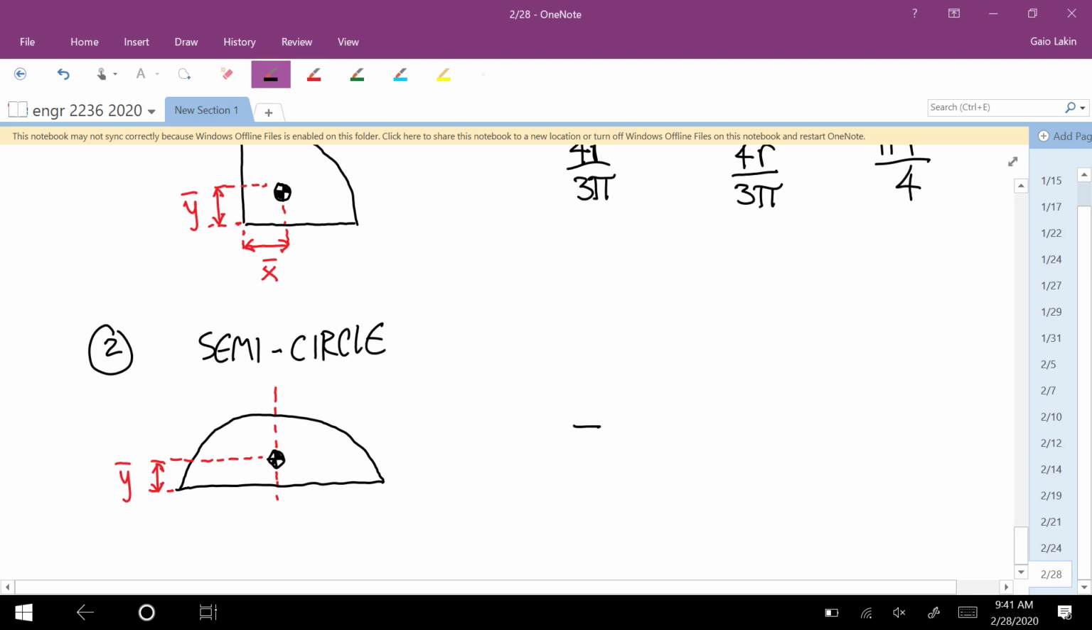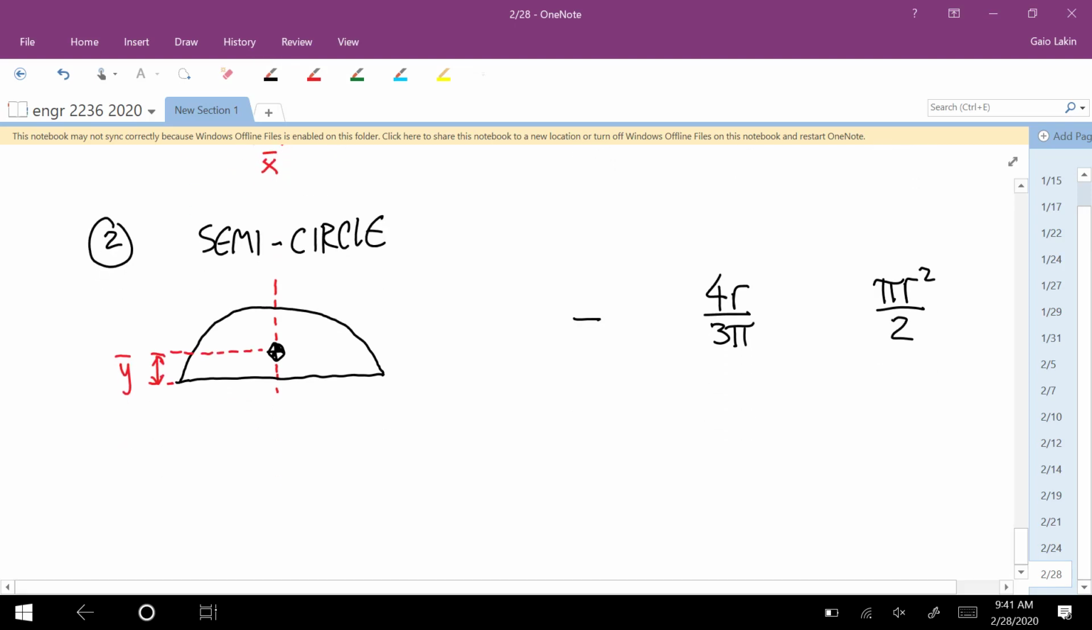And the formula for this y bar, so we'll forget about the x one. You can just do that by inspection. But y bar is the same as it was for the quarter circle, 4r over 3 pi. And then the area is pi r squared over 2. And then the last shape that we need is a right triangle.